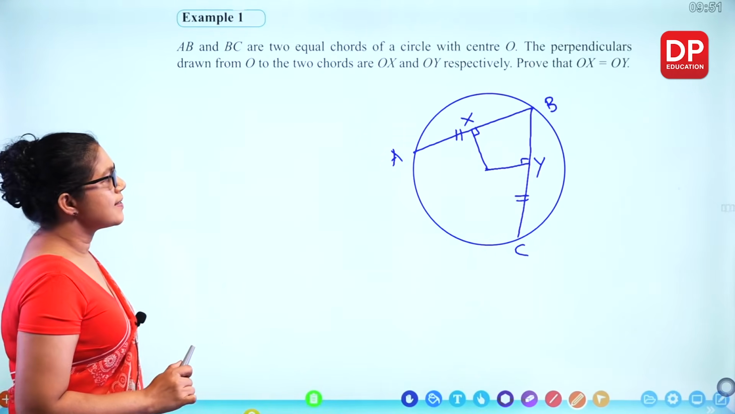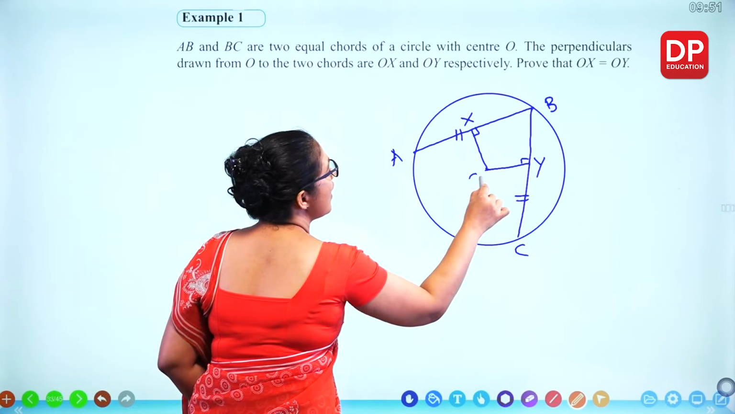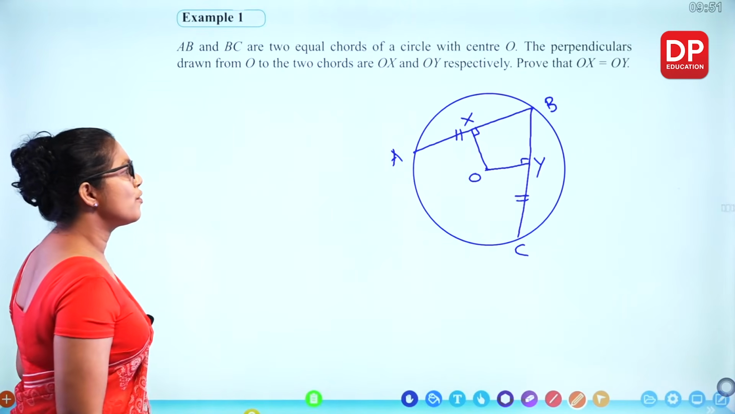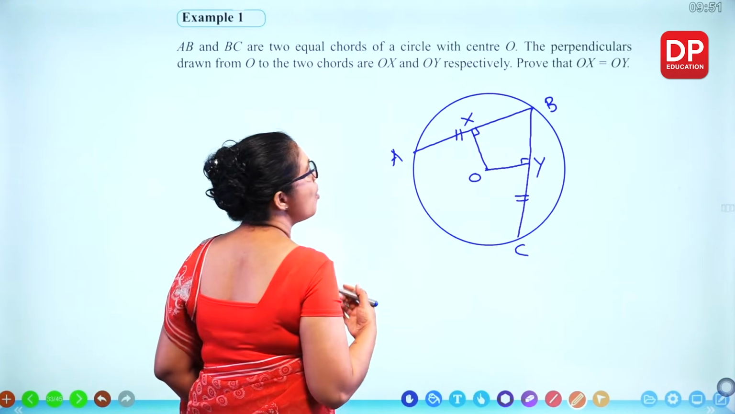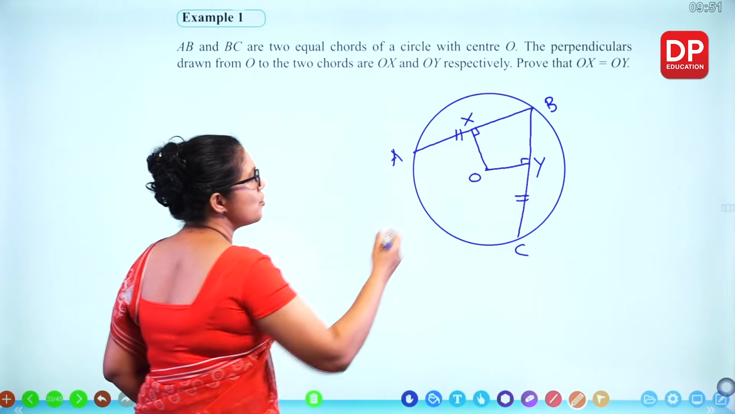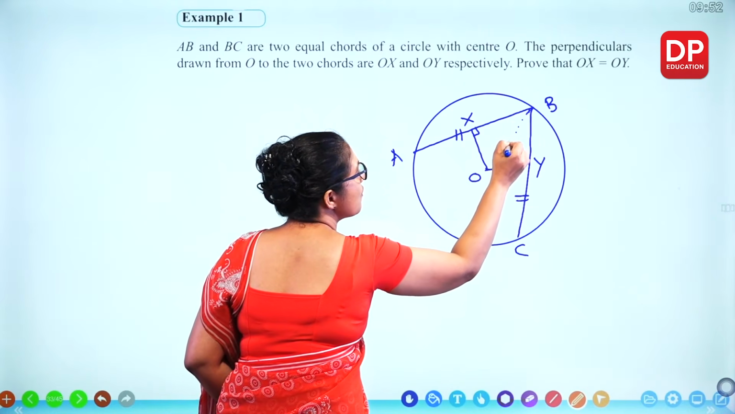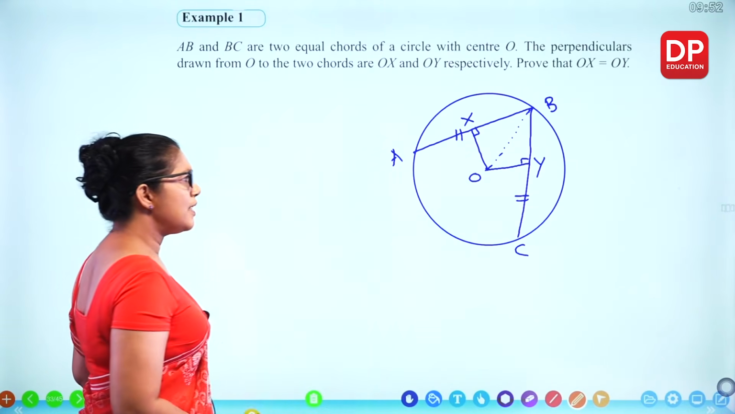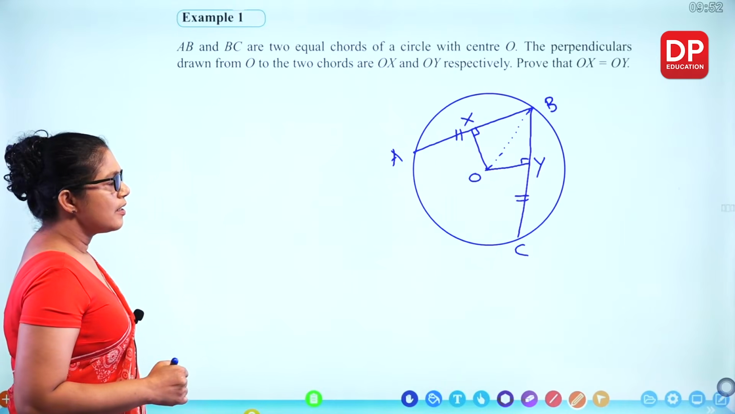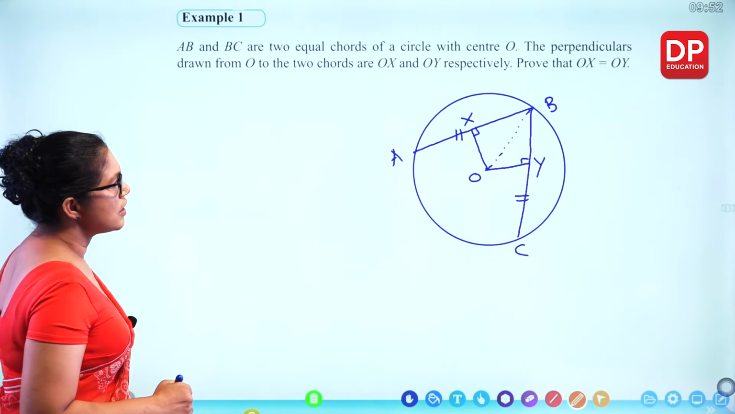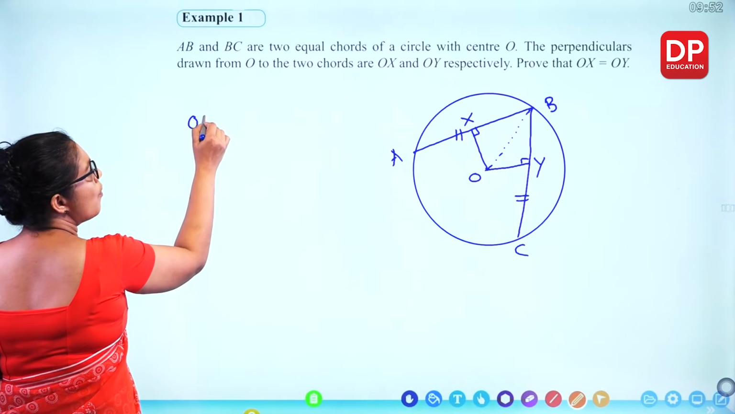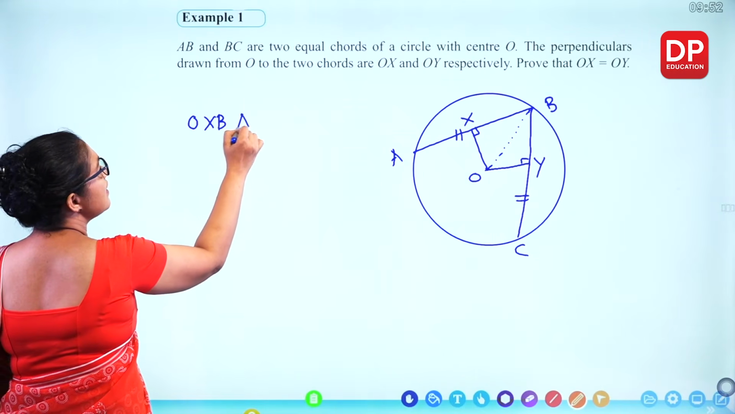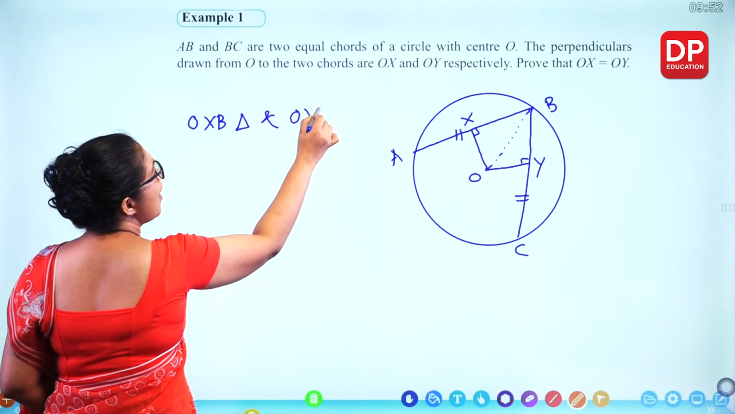Prove that OX equals OY. So here you have to prove this distance is equal to this distance. Now we'll try to use the converse of the theorem. And we'll connect OB. Now what can you say about the two triangles? I can write OXB triangle and OYB triangle.